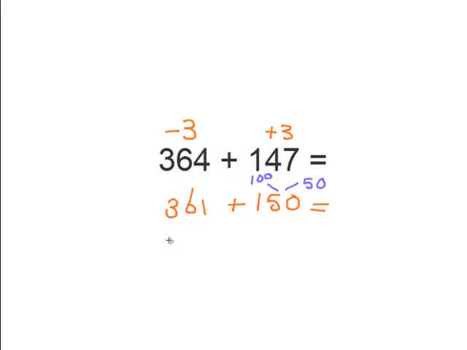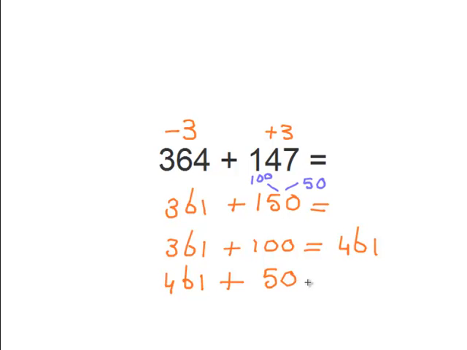Okay, so let's add the 100 first to 361. And that equals 461. And now we just add the 50. So 461 plus 50 equals 511.